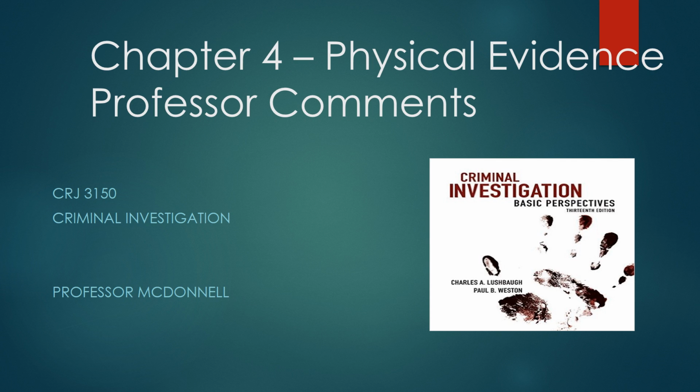This will be some of my professor comments for Chapter 4, which is entitled Physical Evidence. The chapter starts off talking about two types of proof that are used during a criminal trial to determine the question of guilt or innocence by a jury. And these are the two types of evidence that they do see during a trial.